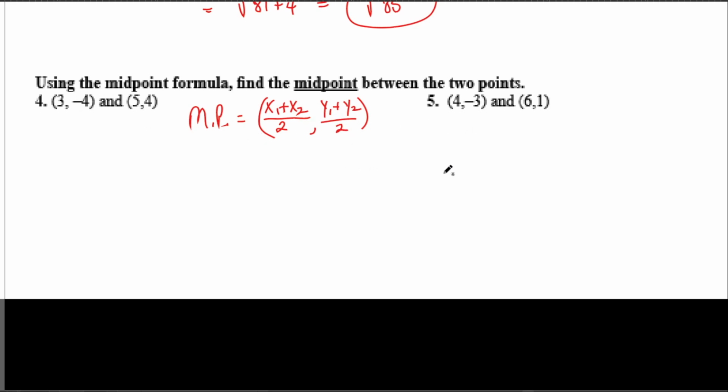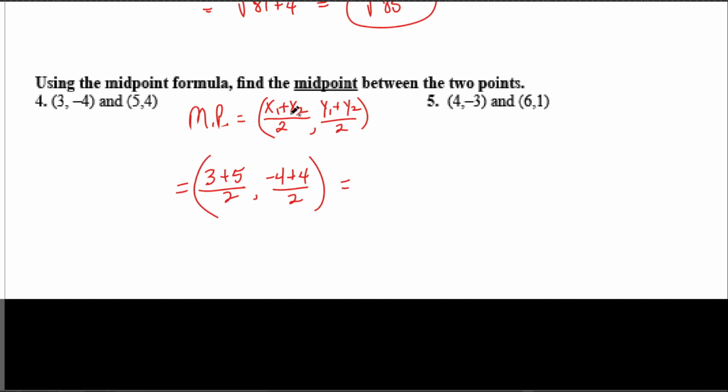And which one do you want to do, 4 or 5? I don't think either one of them is any more difficult. Let's do 4. So what do we do? We add up the x's. So I'm not going to write them down. I did that on the other one. So it's 3 plus 5 over 2, comma. And then you add up the y's. So what are the y's? It's the -4 and the 4. So it's -4 plus 4, and then you divide that by 2.